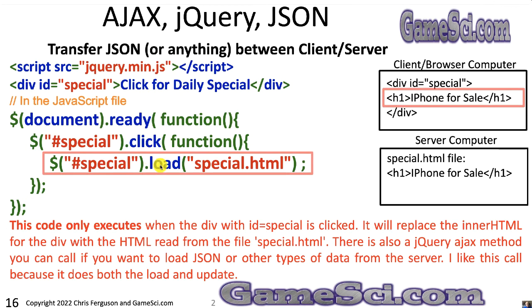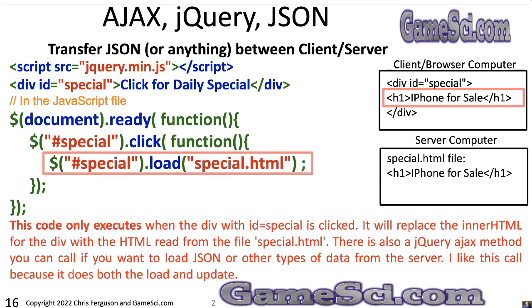$('#special').load('special.html'). This code only executes when the div with ID equal to special is clicked. It will replace the inner HTML for the div with the HTML read from the file special.html. There is also a jQuery AJAX method you can call if you want to load JSON or other types of file from the server, but load does it both. Load will do the AJAX exchange for me, and it will update the web page.